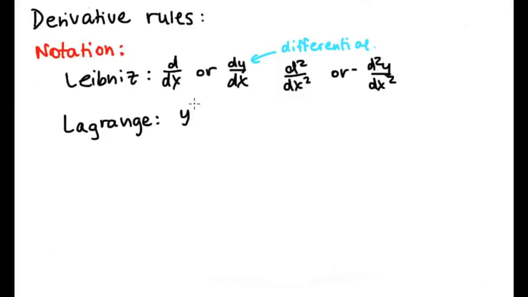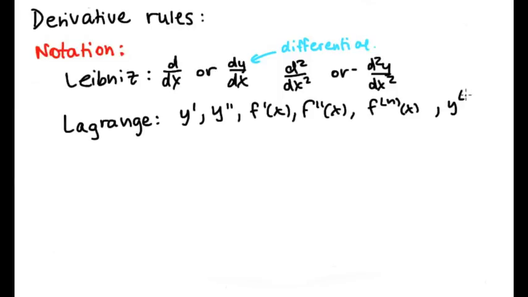There's also Lagrange notation, and he is that prime notation: y prime, y double prime, f prime of x, f double prime of x, or f n of x for any order derivative, or y to the n. Stuff like that. This is self-explanatory and easy to understand, it's just y prime. And these are the two main notations that you'll see for single variable calculus.